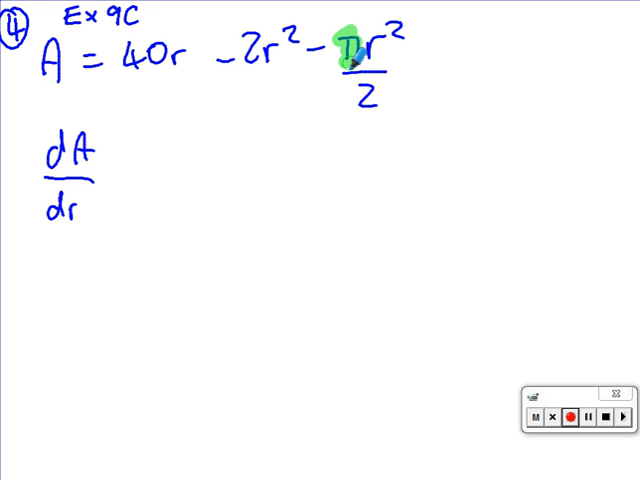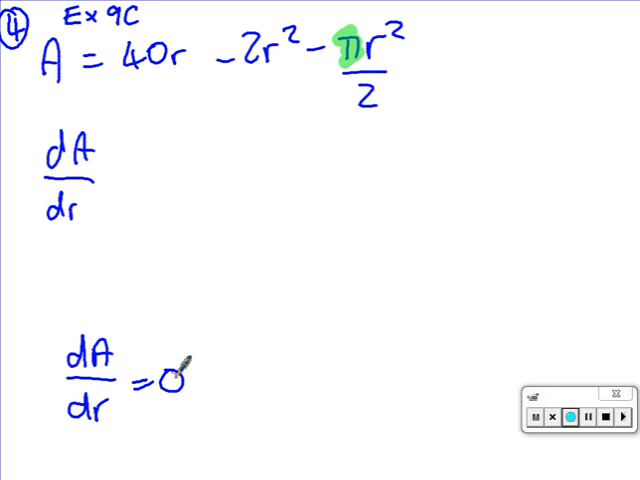So this is going to find us the rate of change of A with r, and then in the same way that we've been doing for these other problems, we can use this to find a maximum value or a minimum value by setting dA by dr equal to 0 to find turning or stationary points, rather than setting dy by dx equal to 0.